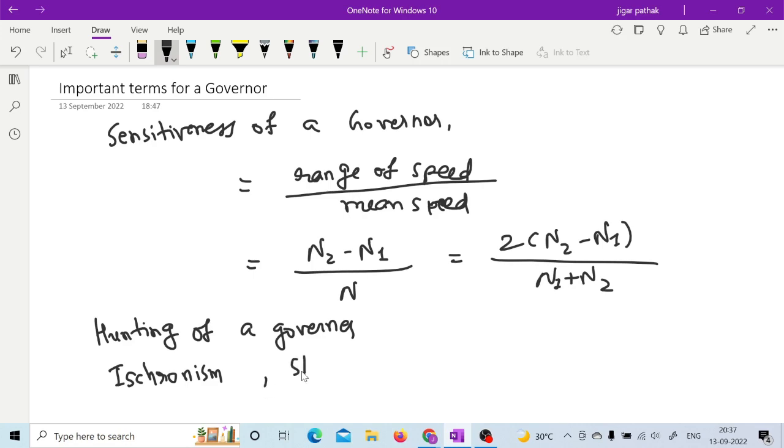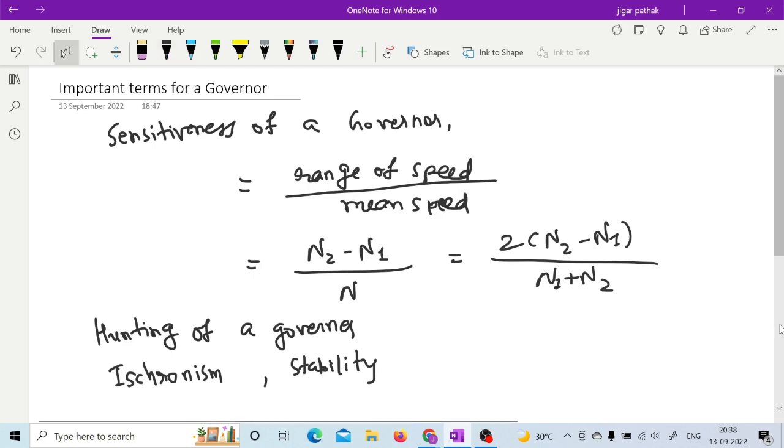What is important is stability, right, is another term. So stability means, as I have already mentioned, when you are having that change in load, you can change the fuel supply, and once you do that change in fuel supply, it should again settle down to that equilibrium speed without much hunting. So that is actually what we can say, this stability of a governor, right?